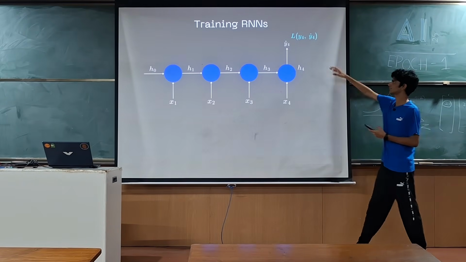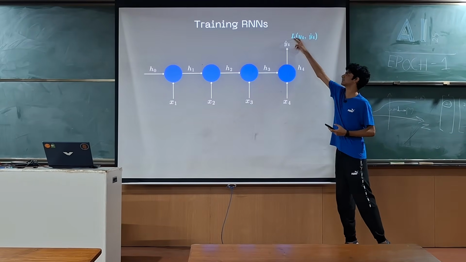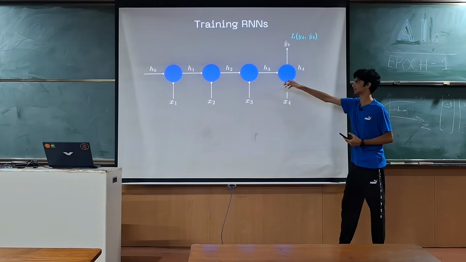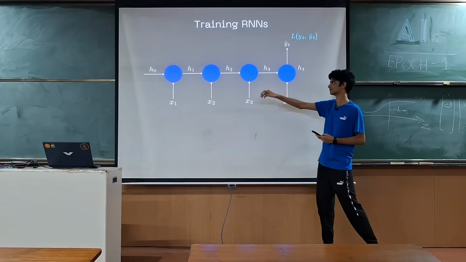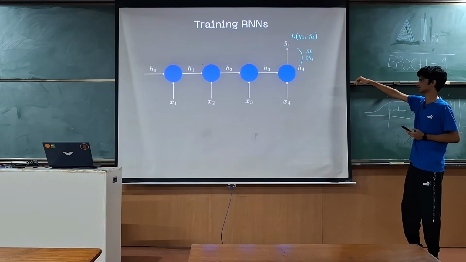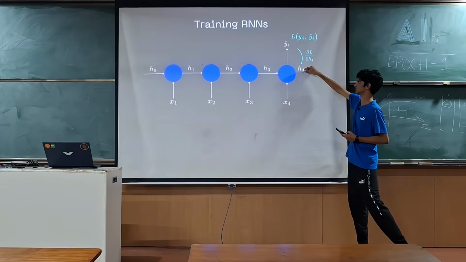How we do that is, let's say we want to find the derivative of this loss with respect to h1. Now we can't directly do it because there are a lot of intermediate steps involved. What we do here is, we know del L by del h4 because the loss is a direct function of h4.